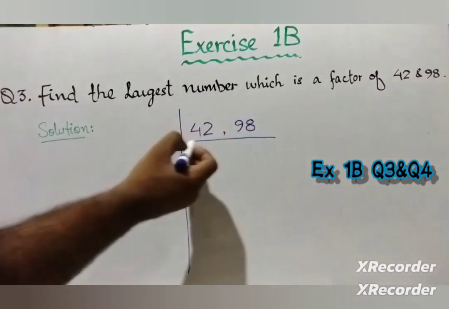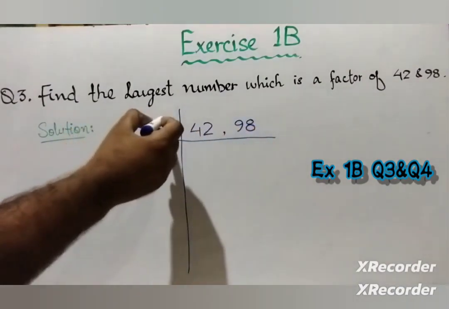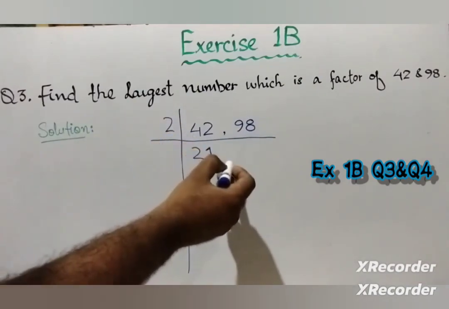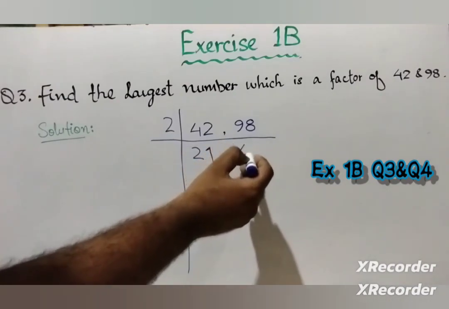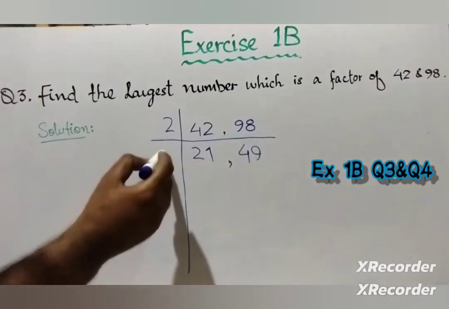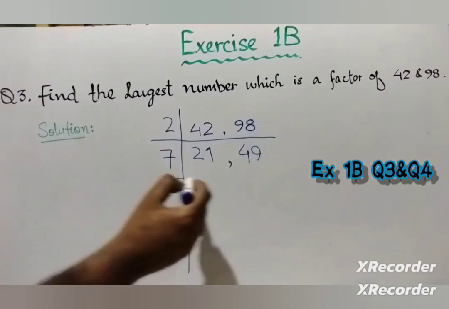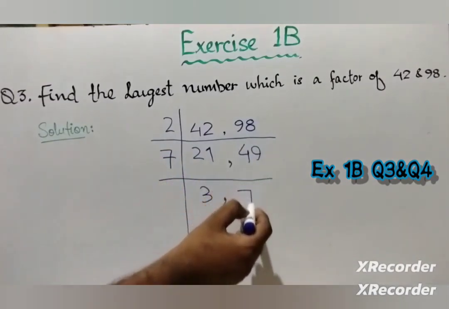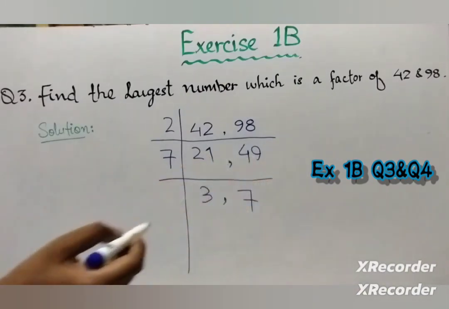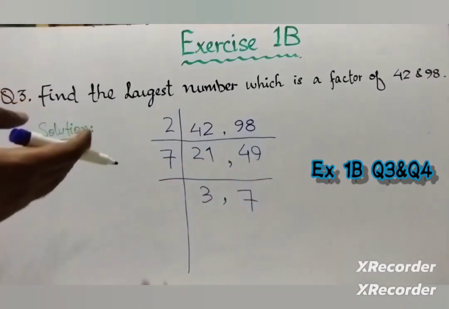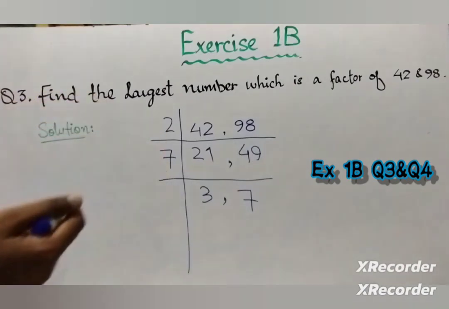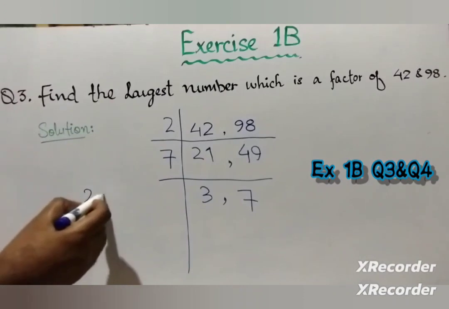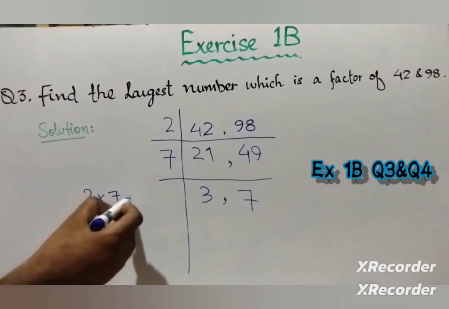SCF. 21, 49. 7 3s are 21 and 7 7s are 49. From this we do not get any further common factor, so our answer will be 2 multiplied by 7, that will be 14.